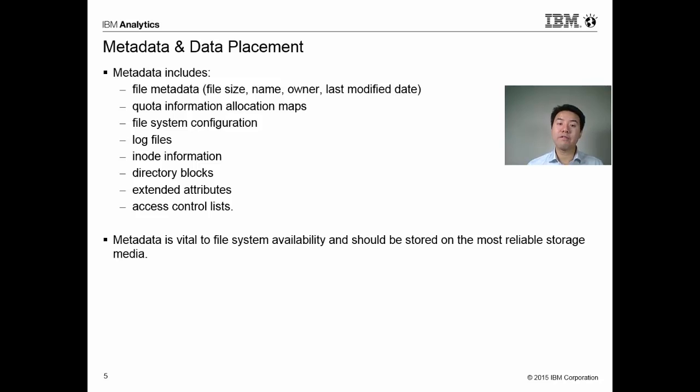Metadata would include things like file size, name, owner, last modified, quota information, inode information, access control list or security information, and so on. As you can imagine, metadata is really vital to the file system's availability and integrity. So we would take extra care, just like the name node in HDFS, to take care of that data.